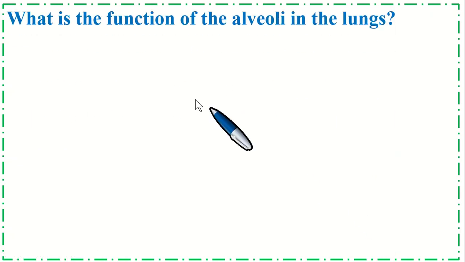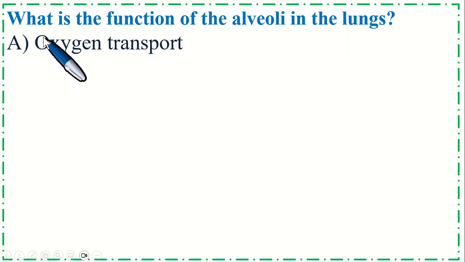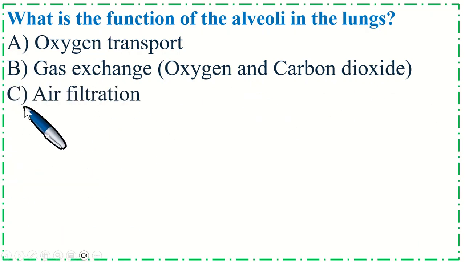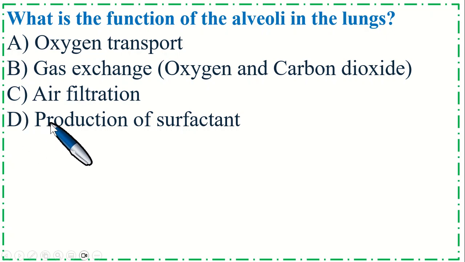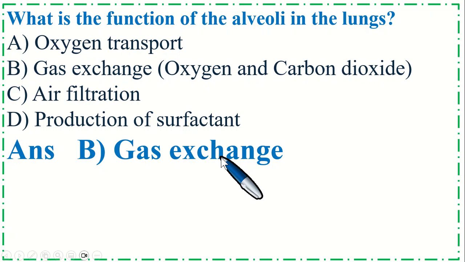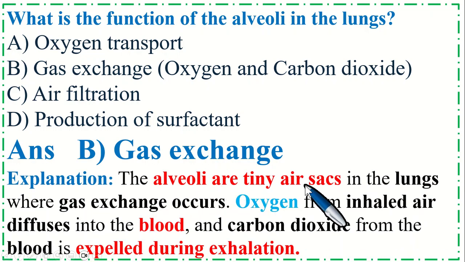So this is very important MCQs. What is the function of the alveoli in the lungs? Option A. Oxygen transport. B. Gas exchange. Oxygen and carbon dioxide. Option C. Air filtration. And option D. Production of surfactant. So the correct option is B. Gas exchange. The alveoli are tiny air sacs in the lungs where gas exchange occurs. Oxygen from inhaled air diffuses into the blood and carbon dioxide from the blood is expelled during exhalation.